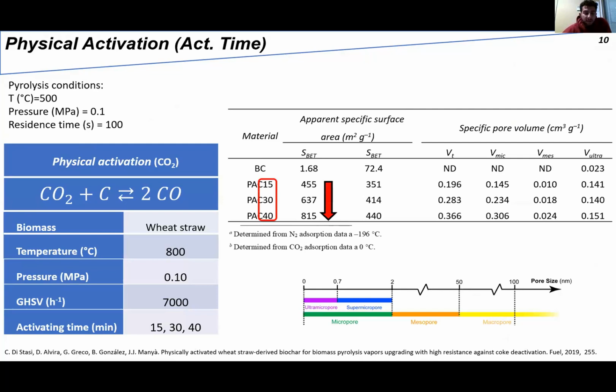BC, as I previously said, is the non-activated biochar. So as you can see, the SBET is very low; it's 1.68. For the biochars activated at different activation times, we can see that there is an increase of the surface area, with a maximum at the PSC 40. And you can see that through the activation with CO2 we can create a micropore structure with almost 83% of micropores.